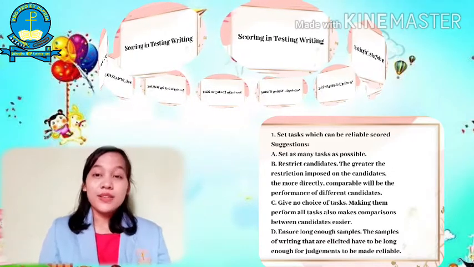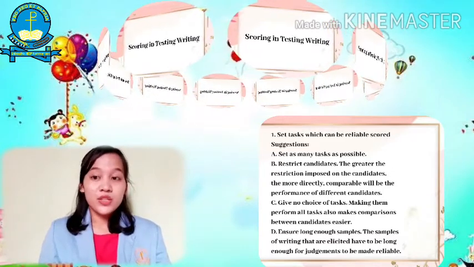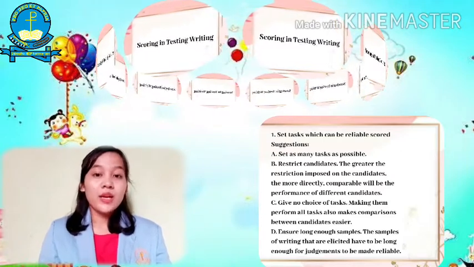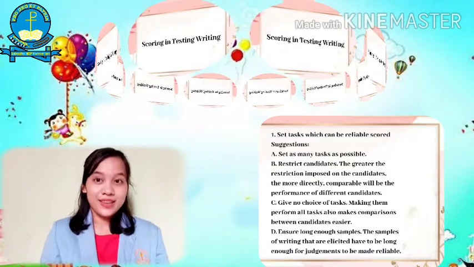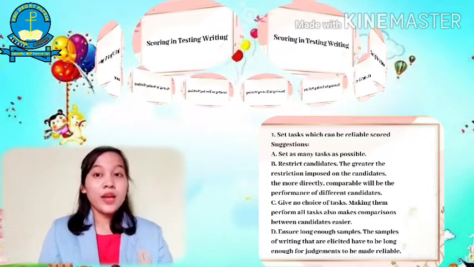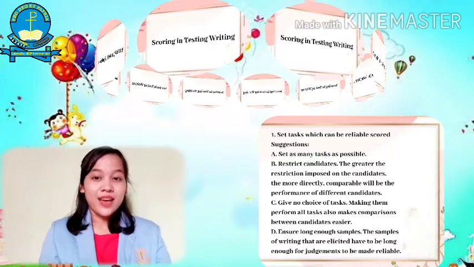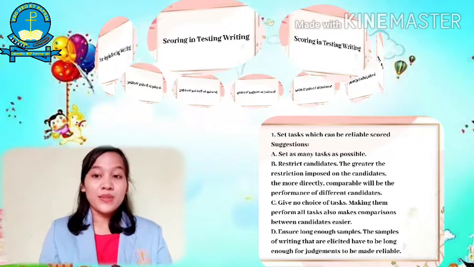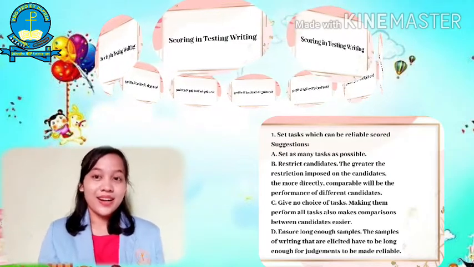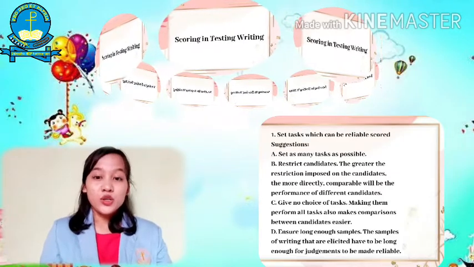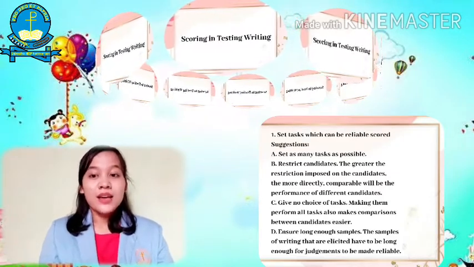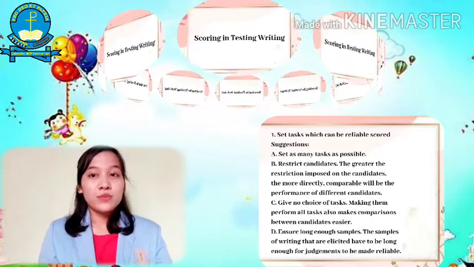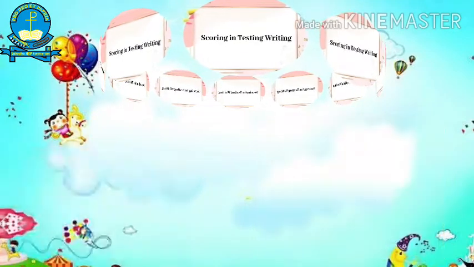B. Restrict candidates. The greater the restriction imposed on the candidates, the more directly comparable will be the performance of different candidates. C. Give no choice of tasks. Making them perform all tasks also makes comparisons between candidates easier. D. Ensure long enough samples. The samples of writing that are elicited have to be long enough for judgment to be more reliable.